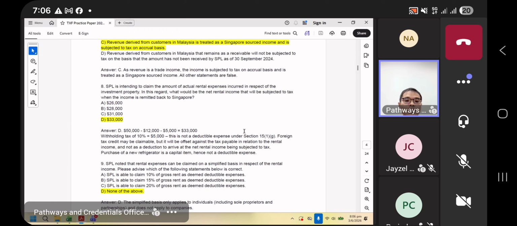And then you do not deduct the withholding tax of 10%, because this withholding tax is not a deductible expense also. But you can claim a foreign tax credit against the rental profit that is subject to tax.